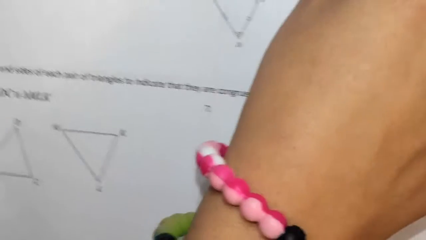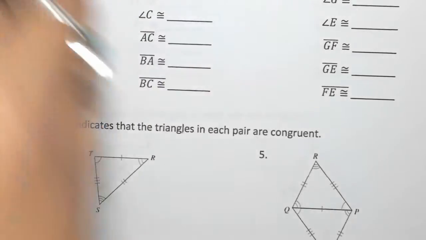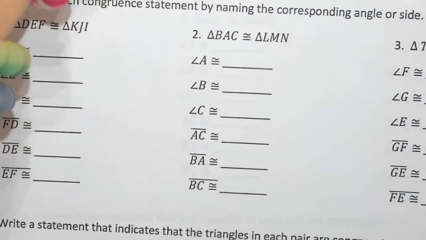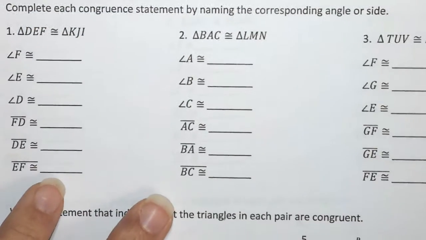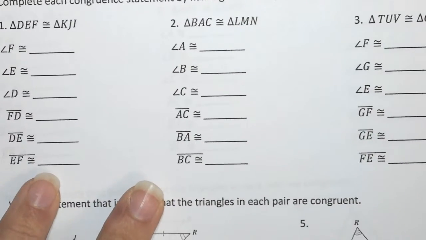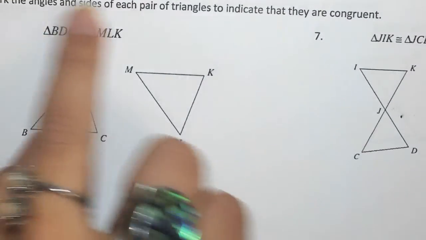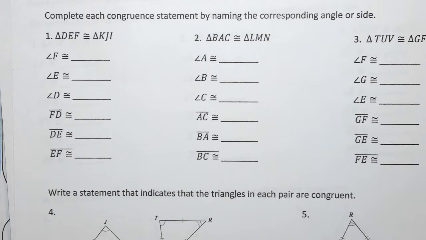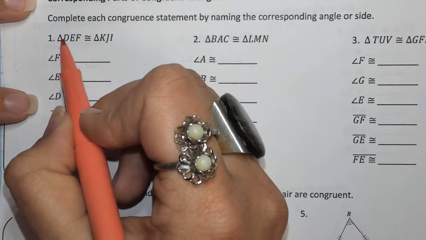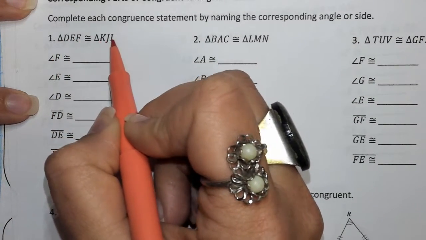All right, so let's look at the different sections on here. Number 1, 2, and 3 are the same, so we're going to do one of these. 4 and 5 are just like what we did in these examples, so we're not going to do one of those. Does everybody understand? Okay, so let's look at number 1. The order matters. So it says that triangle DEF is congruent to triangle KJI.